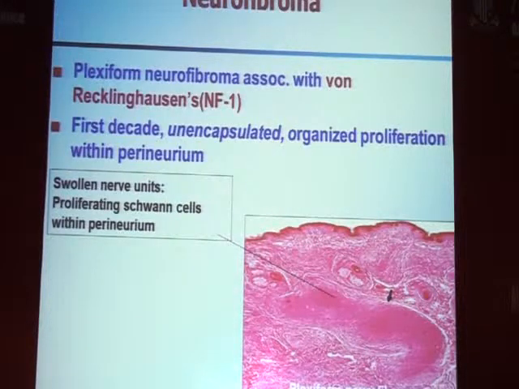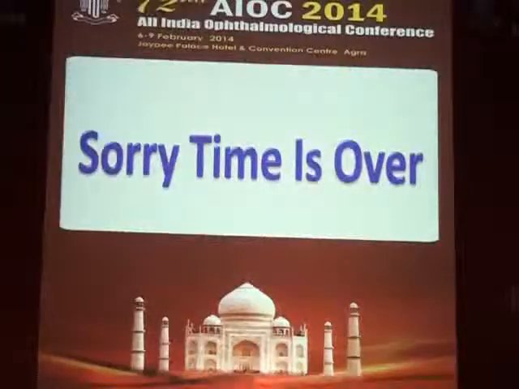The differentiation in this case, unlike the diffuse neurofibromas, is we have these bundles of nerve fibers surrounded by a perineurium, and we have to investigate, like Dr. Vishnu said, for von Recklinghausen's disease.